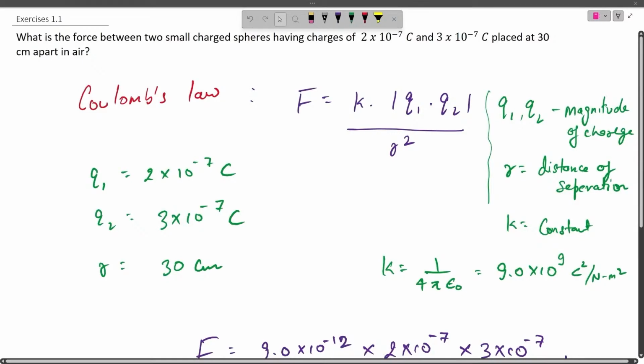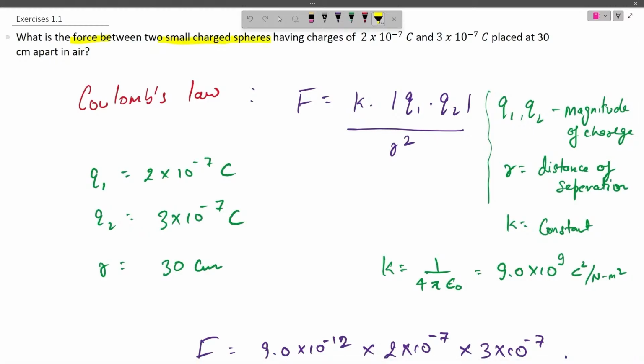Spheres having charges of 2 × 10^-7 coulomb and 3 × 10^-7 coulomb are placed 30 centimeters apart in the air. So here we have to find out the force between two small charged spheres. So we have to find out the electrostatic force.